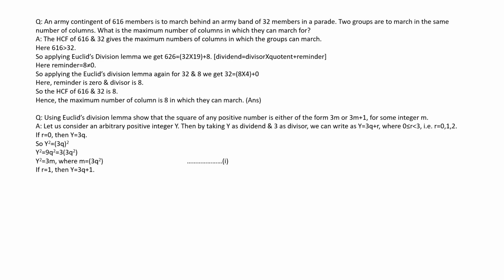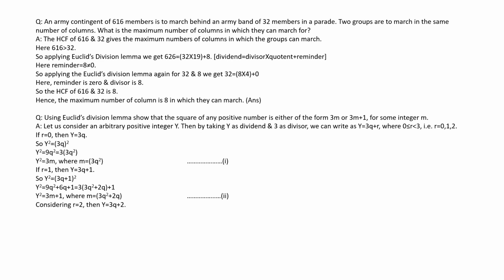If r equals 1, we get y equals 3q plus 1. So y square is 3q plus 1 whole square. On expansion, we get y square equal to 9q square plus 6q plus 1, or taking 3 common in the first two terms, 3 whole into 3q square plus 2q, plus 1. Or we can write it as y square equals 3m plus 1, where m is 3q square plus 2q. This is the second equation.